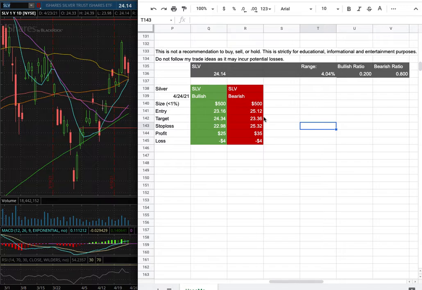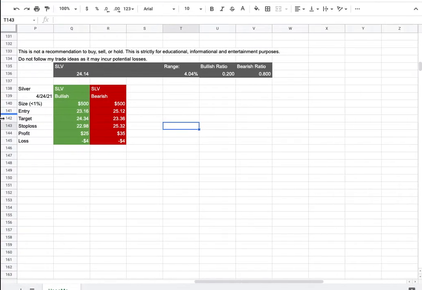However, if I were to open a short position, my entry is at $25.12, and that is this range there. My sell target is at $23.36, and my stop loss is at $25.32. So whichever entry price were to hit first, that will be my position of the week.